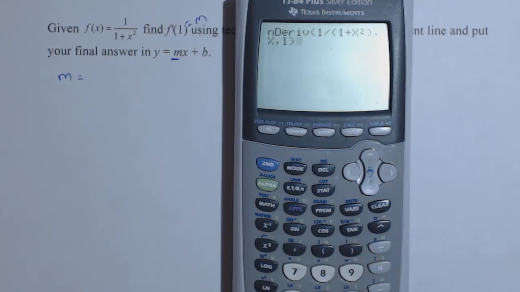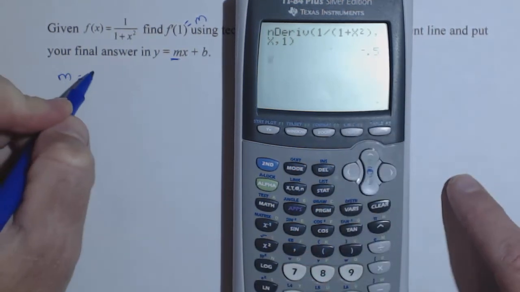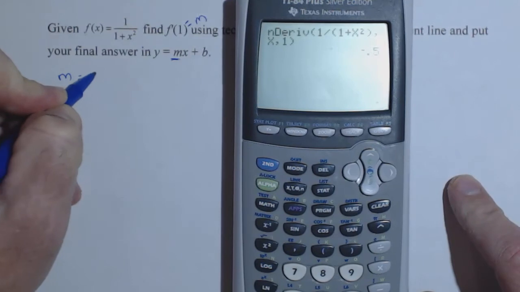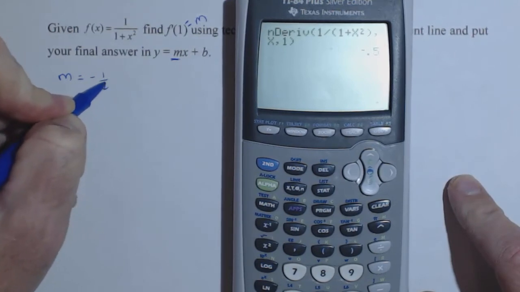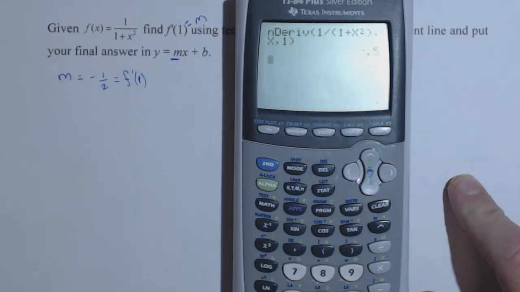The TI-84 will only do the derivative at a point, not the derivative as a function, and you can see it gives negative 0.5. So f prime of 1 equals negative 0.5, or we could say negative 1/2. That's our f prime of 1 with our technology.